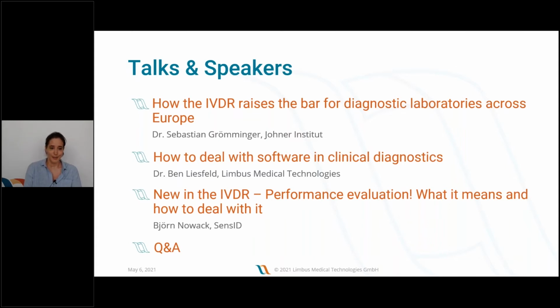The first part will be about how the IVDR raises the bar for diagnostics laboratories across Europe, presented by Dr. Sebastian Grumminger from the Jona Institute. The second part is presented by Dr. Ben Liesfeld from Limbus Medical Technologies, on how to deal with software in clinical diagnostics. And the third part is about performance evaluation, where Björn Novak from SenseID will explain what this means and how to deal with it. We will end with hopefully a very lively Q&A session.